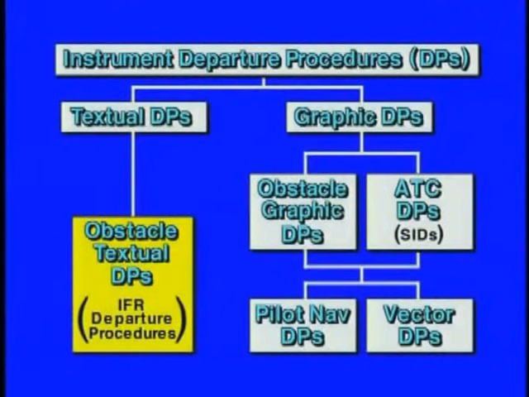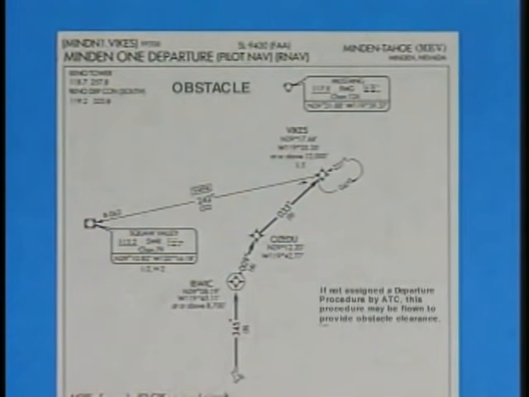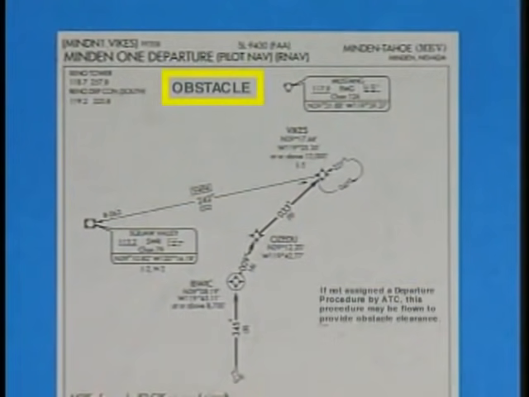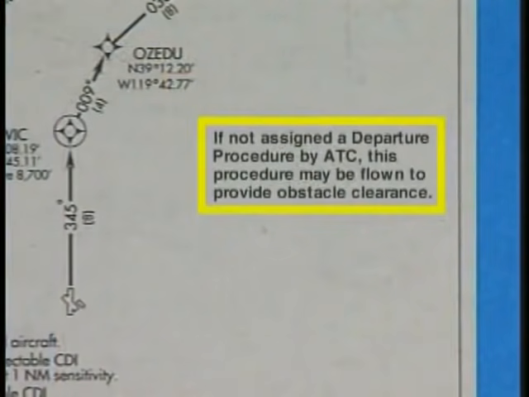The FAA is converting some complex textual departure procedures into graphic procedures to improve situational awareness. Graphic procedures are published as separate charts and can be filed as part of a flight plan. When a graphic departure procedure is created only for obstacle clearance, it is labeled Obstacle and may contain the statement, "If not assigned a departure procedure by ATC, this procedure may be flown to provide obstacle clearance."